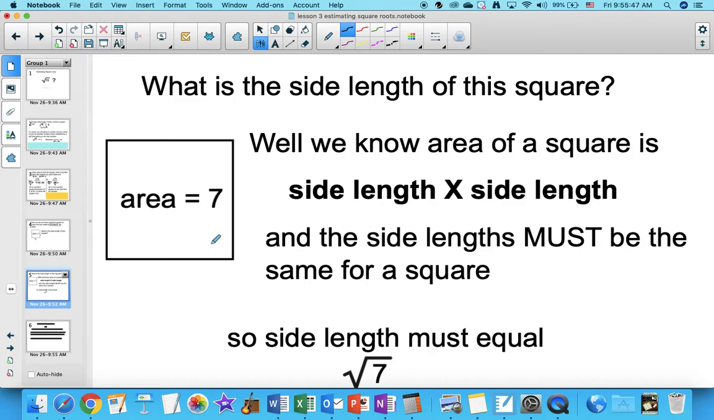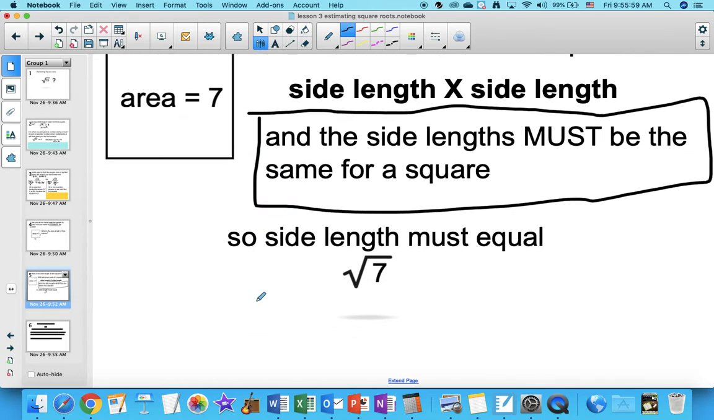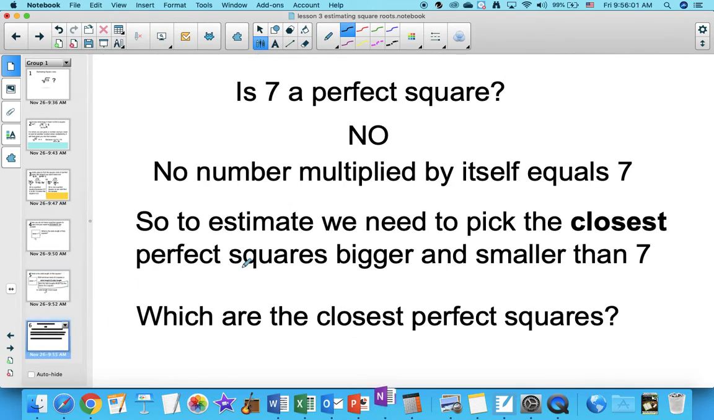So, what is the side length of a square? Well, we know the area of a square is side length by side length. And for any shape to be a square, it must be the same number for both sides. So we're looking for the square root of 7. Is 7 a perfect square? No, because no number multiplied by itself gives me 7.